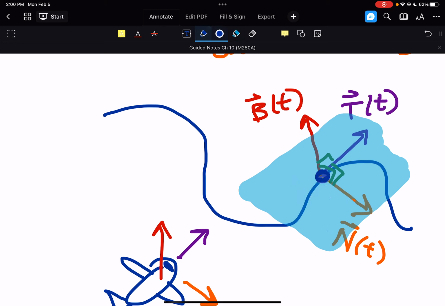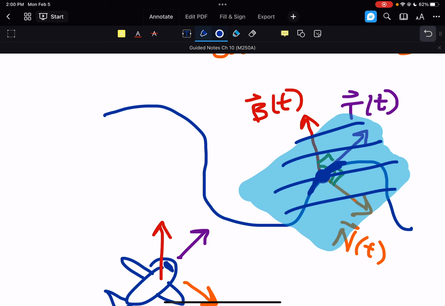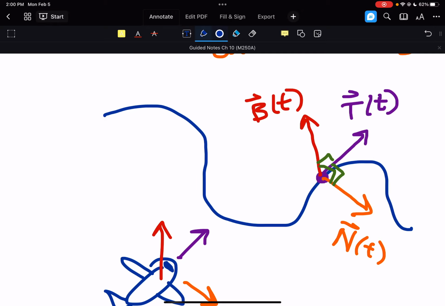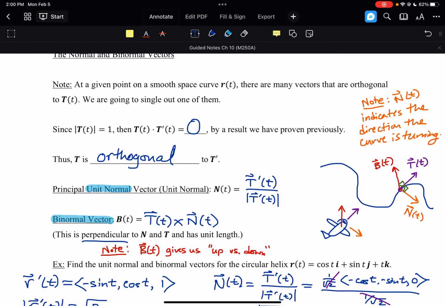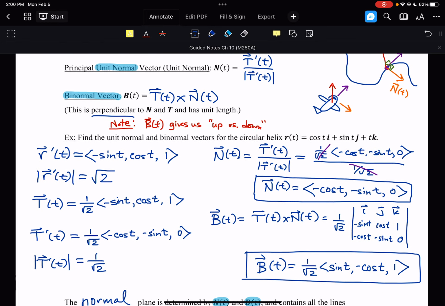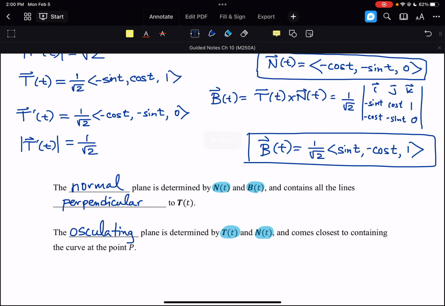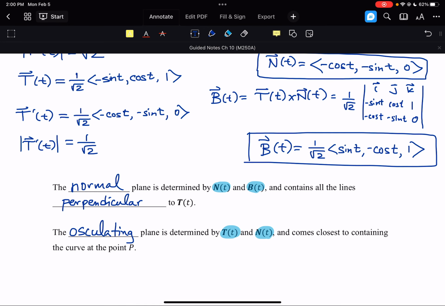So at the point P in question, the most we can possibly contain this curve around that point is using this plane. That's the plane that's going to contain the most of the curve possible around that point. And that's found by using T and N. That's why it's referred to as the kissing plane, because it just kisses the curve at that point. It touches it there, and it encompasses as much of it as possible before the curve starts diverging away and curving away from that point.